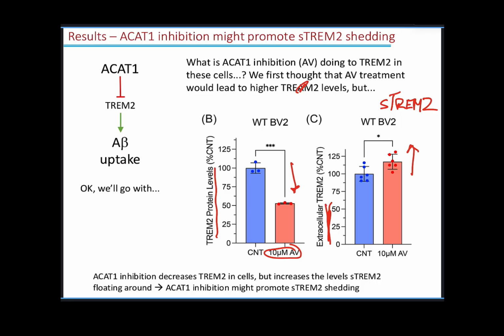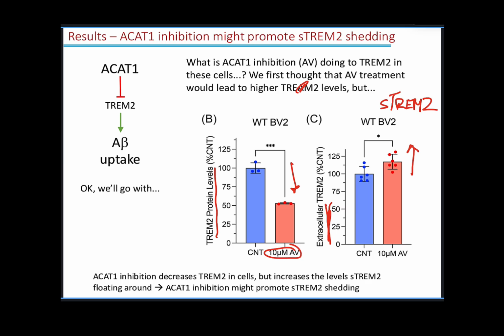We just said that from the introduction, we've been telling you that TREM2 facilitates A beta uptake. The more TREM2 cells have, the more A beta they can uptake. Now we're telling you that the levels of TREM2 in the cells is decreasing, there is more floating around. One might think that's a bad thing. It turns out that previous work has shown that soluble TREM2 can bind to A beta peptides that are around cells and bring them to the cells and facilitate the uptake, right?